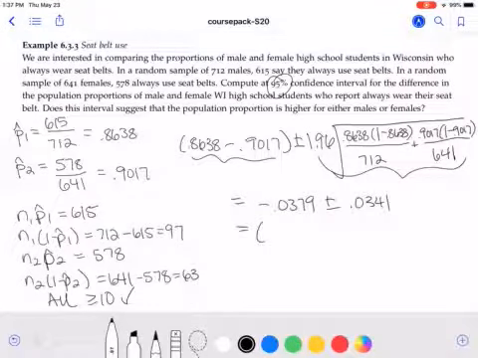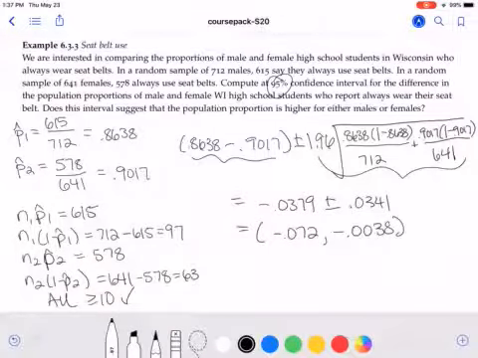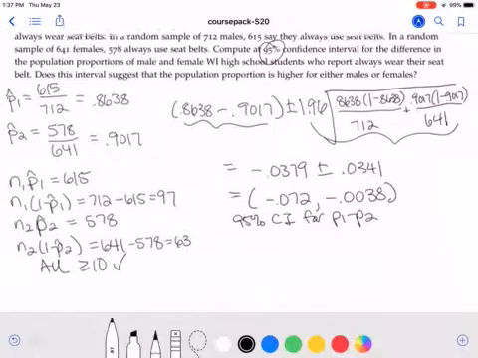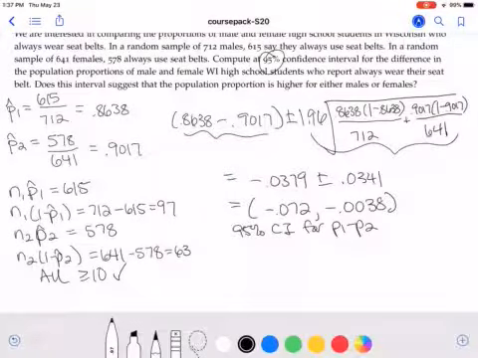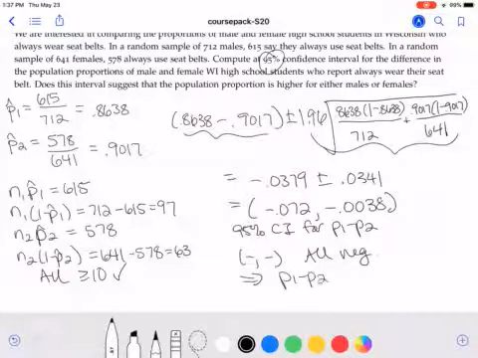So we get an interval with a lower bound of negative 0.072 and upper bound of negative 0.0038. So this is our 95% confidence interval for the difference in the two population values. Notice that this interval is all negative, so negative, negative. So what that tells me is that the value I'm capturing is a negative quantity, or less than 0, so P1 is less than P2.